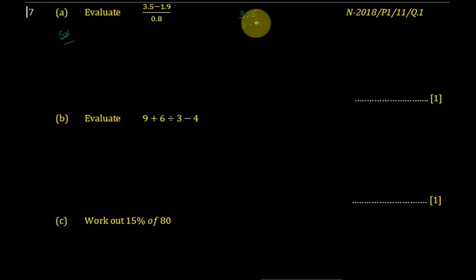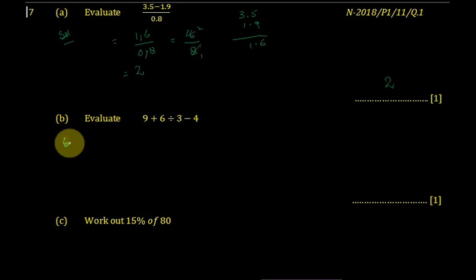3.5 minus 1.9. So 15 minus 9 is 6. 2 minus 1 is 1. So 1.6, we can write 1.6 upon 0.8. After the point there is one number in each, so we can remove the decimal without doing anything. So 16 upon 8, and we can cut it. 8 1s are 8, 8 2s are 16. So the answer is 2.